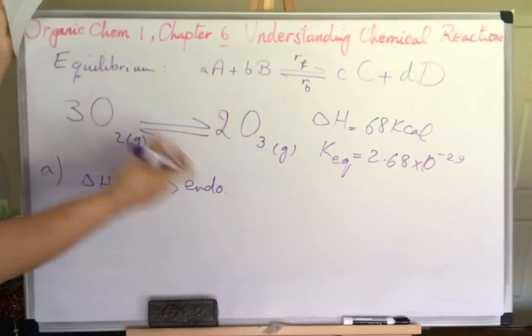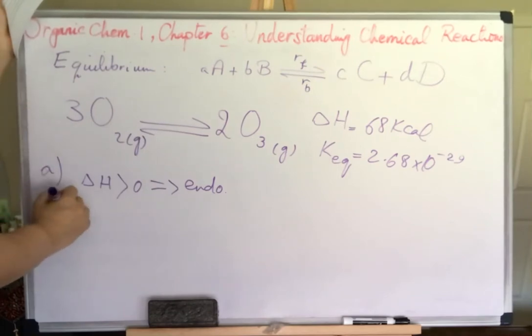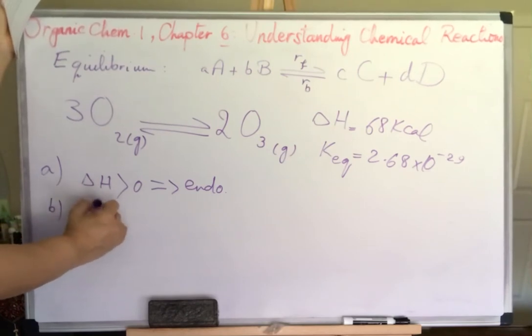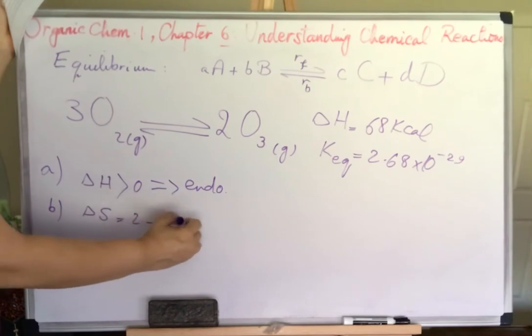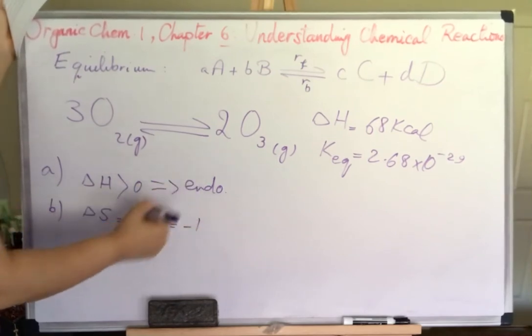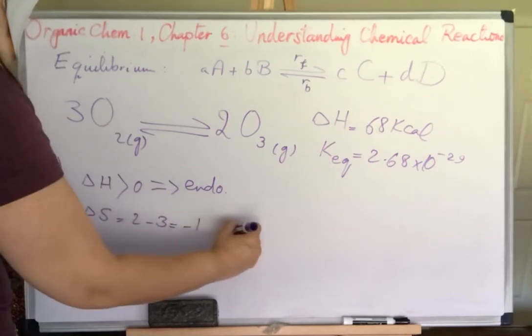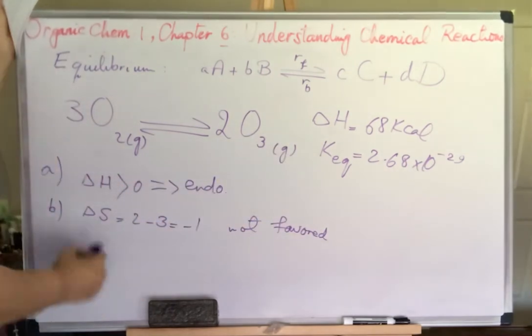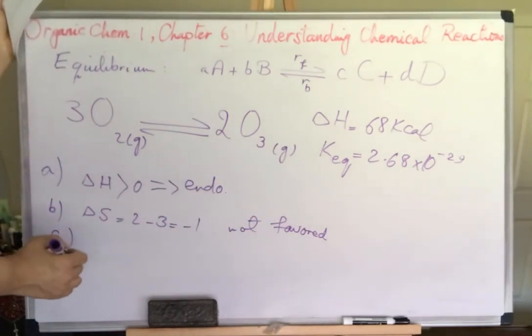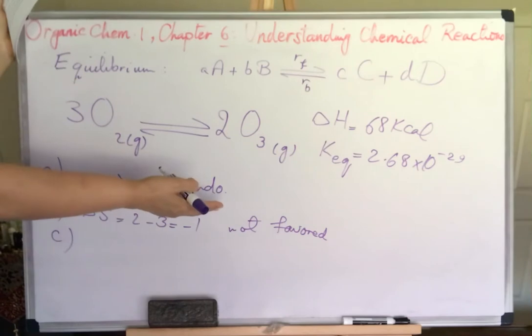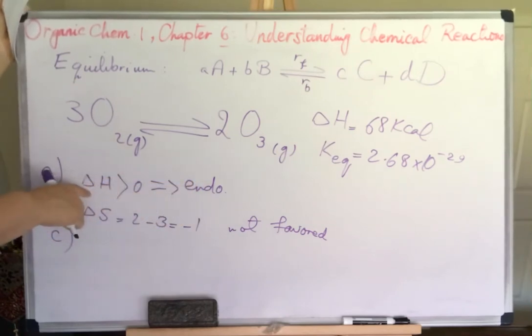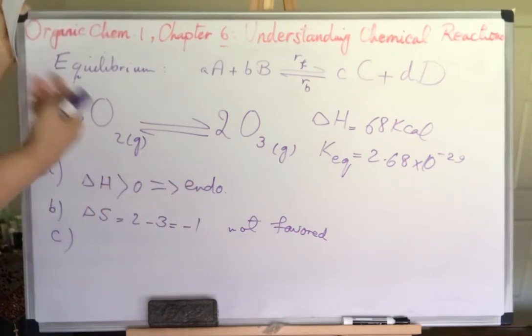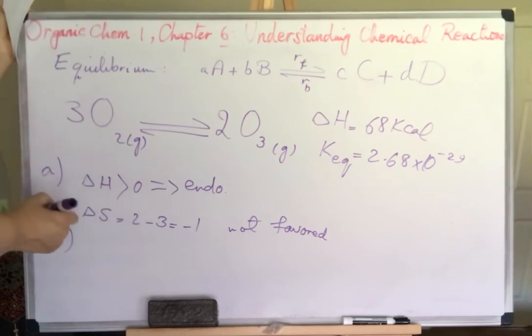It absorbs heat. The second one, is the reaction favored by entropy? Why do you think so? Let's calculate delta S. 3 moles to 2 moles is 2 minus 3, which is negative 1. So it's not favored as far as entropy, if the entropy is decreasing. C, why does this reaction require lightning to occur? Because it's not favored based on entropy and it's endothermic, so it needs some energy to happen.